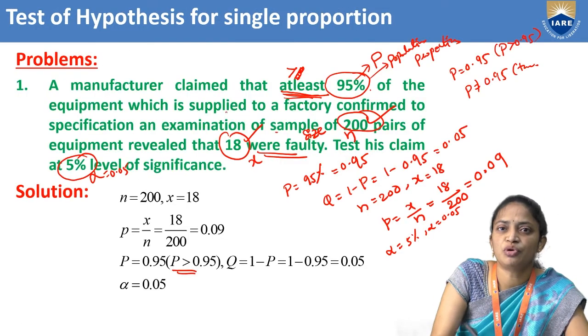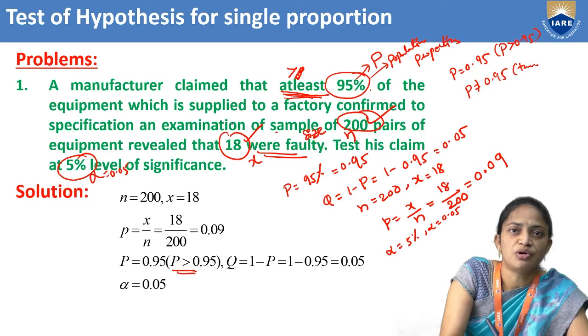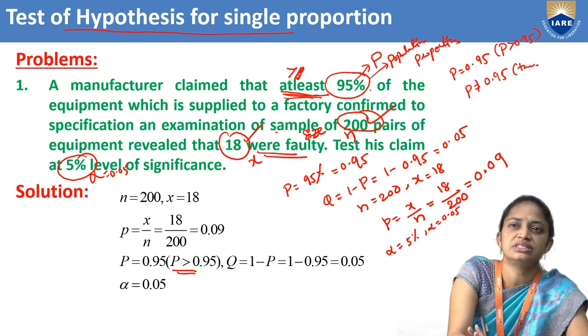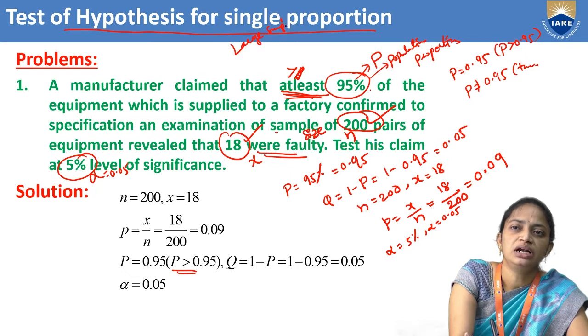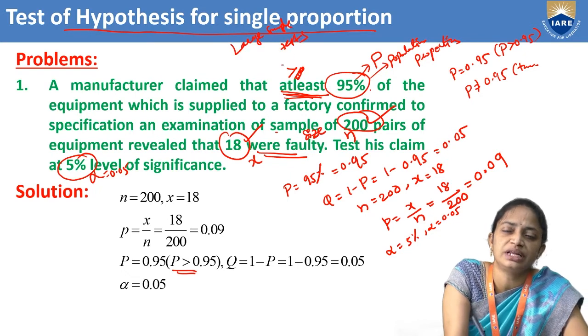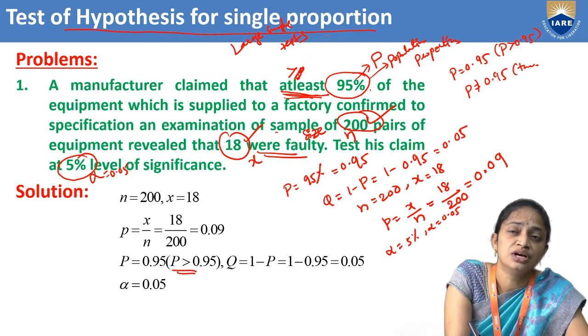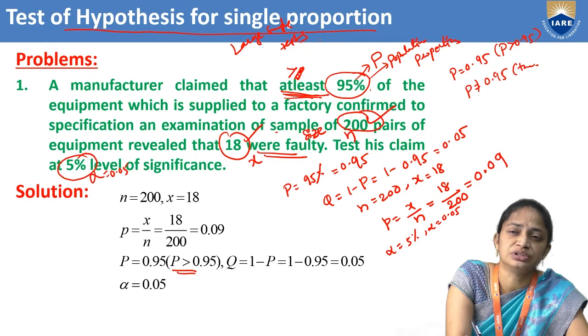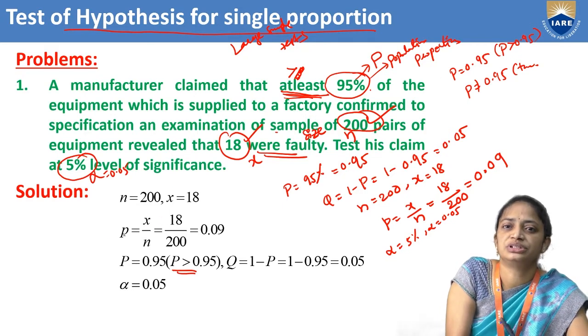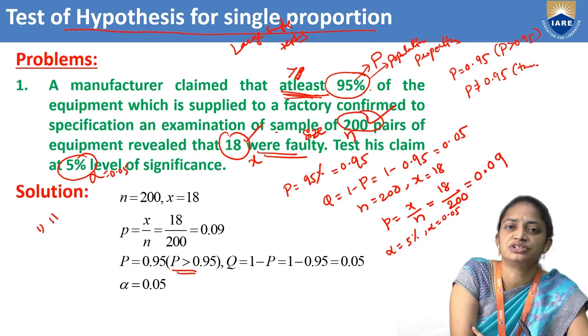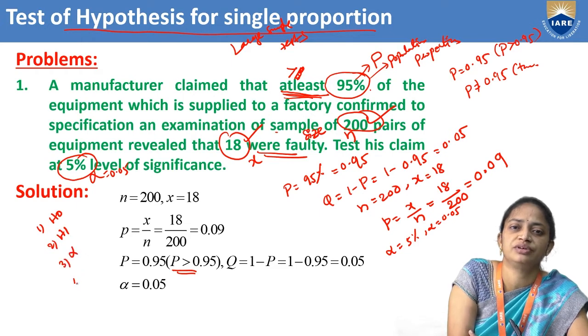So before going to start this problem, what is this problem? Test of hypothesis for single proportion. These are all large sample tests. For large sample tests and small sample tests, we need to follow the procedure. So what is that procedure? First we need to set up the null hypothesis, then we need to set up the alternative hypothesis, after that the level of significance, after that the test statistic.